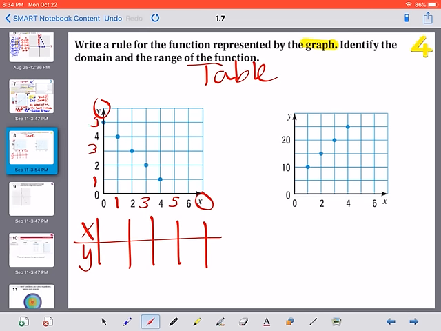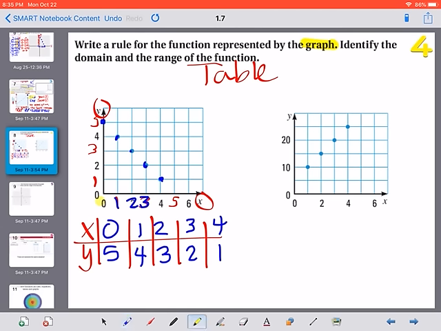I'm going to go from when x is 0 to begin with, and then moving to the right. So when x is 0, y is up here at 5. When x is 1, y is up here at 4. When x is 2, y is at 3. When x is 3, right here, y is at 2. And then the last dot they have on there, when x is 4, y is at 1.